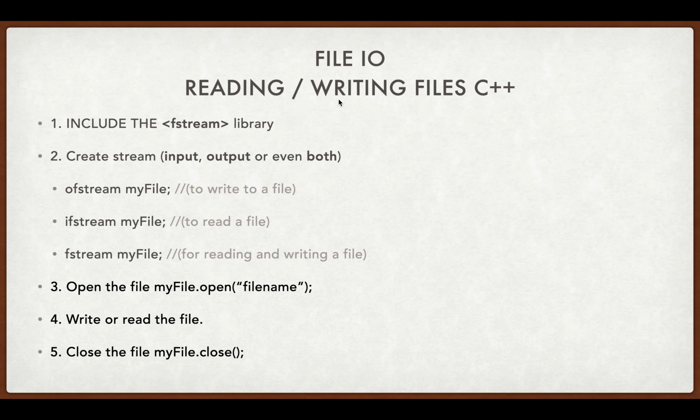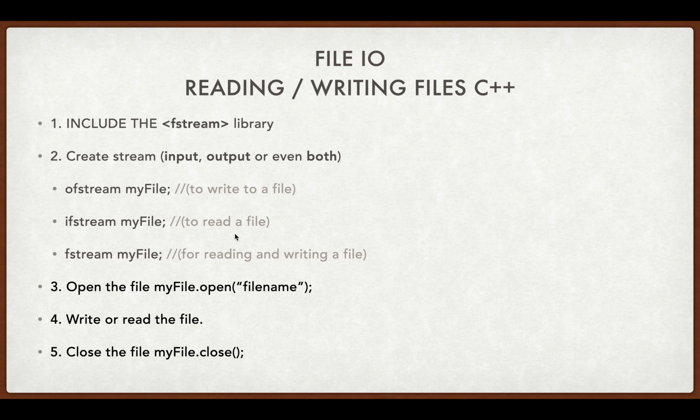Okay, so reading and writing files in C++. The first thing is to include the fstream library. The second step is to create a stream. We can create an input and output stream or both. So we're going to see if we create, for example, fstream myfile, we can pass an argument for only reading or reading and writing. Or for example, there are other parameters we can pass to the stream class. So ofstream is for writing a file, and ifstream is for reading a file.